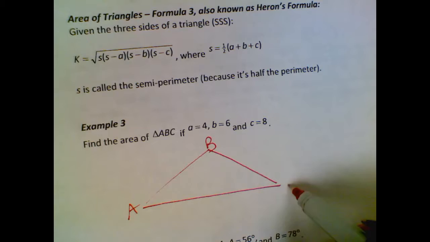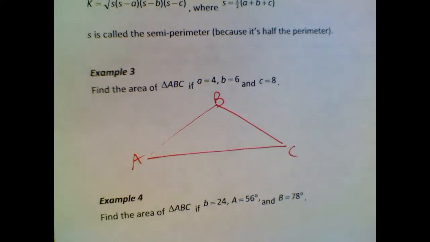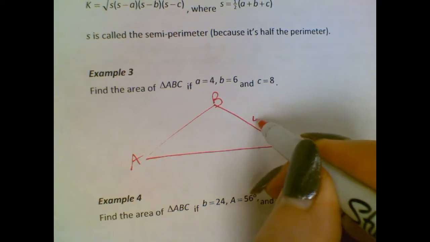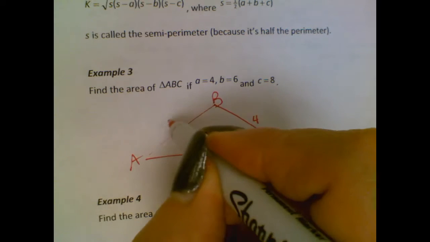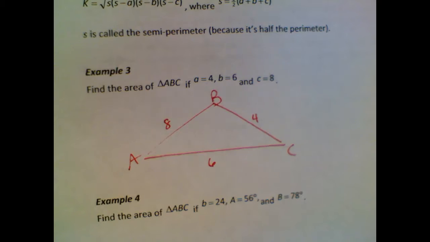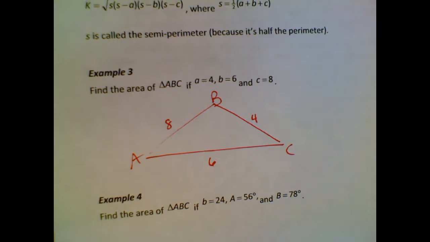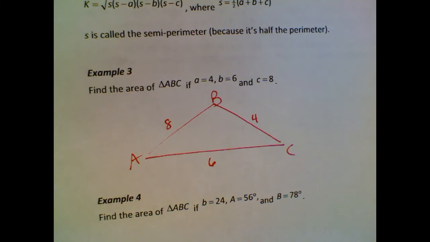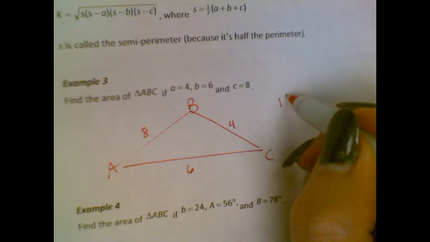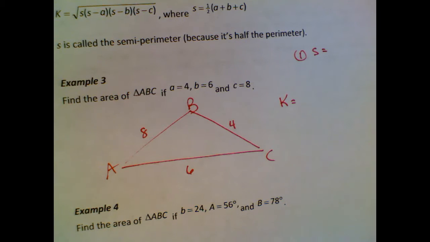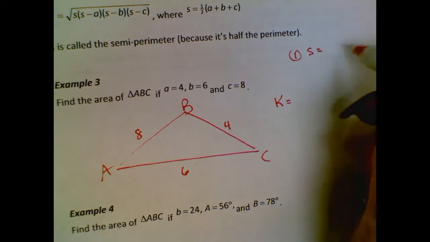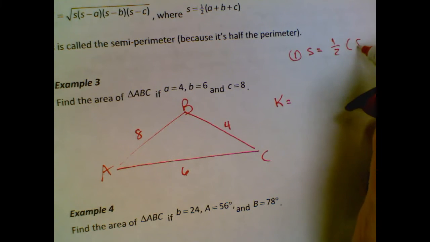Let's go ahead and set up our triangle and then I'll do it with you. Little a is 4. Little b is 6. Little c is 8. So this is a side, side, side. No angles are known. So to find this formula, the first thing you have to do is find S. S is the semi-perimeter. So you take 1/2 of the 3 sides added together.